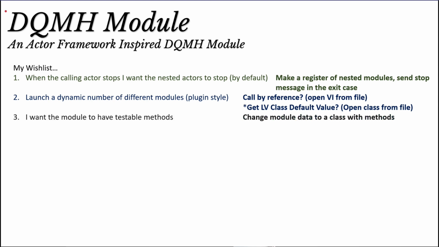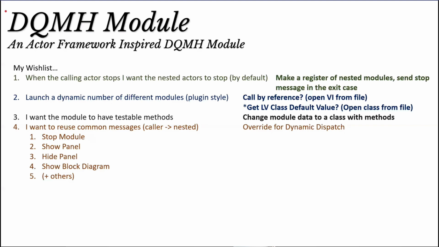I want the module to have testable methods. Okay, so I've just changed the module data to be a class, and that class has methods, which is just to test the individual units. Next, I want to reuse common messages, so from caller to nested. For here, I've created a very, very shallow layer of abstraction. We then used dynamic dispatch for stop module, show panel, hide panel, show block diagram, and a couple others.